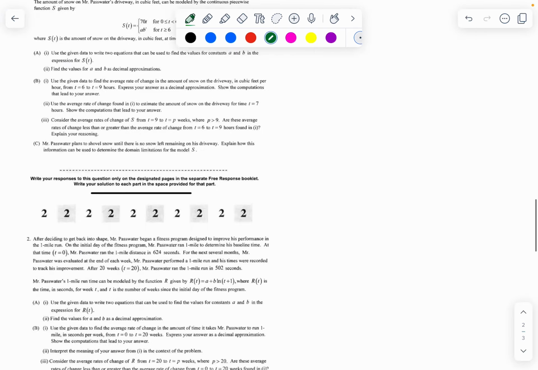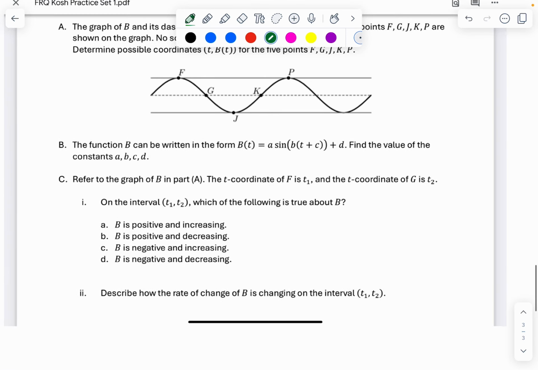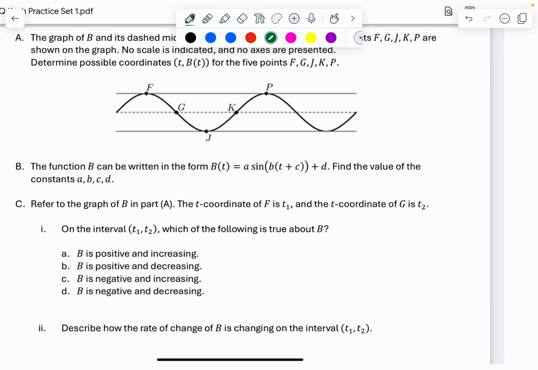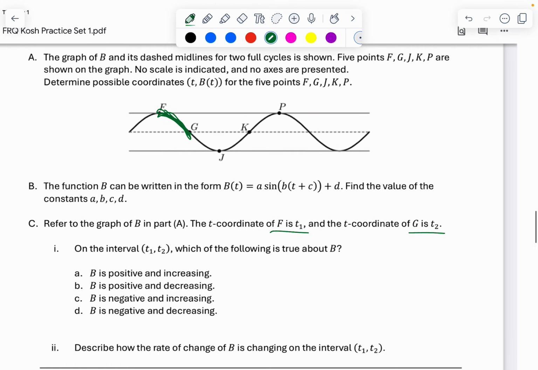You know what, let me jump to the trig ones. Okay, so here, they say describe the rate of change on the interval, they said F to G. So we're looking at F to G. Okay, on the first one, is it positive or negative? On these right here, this is talking about the output values.